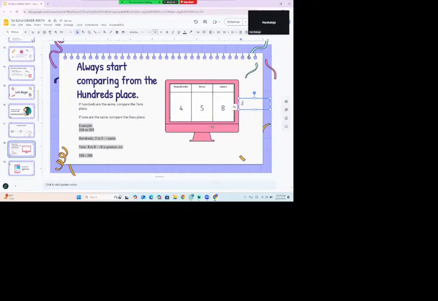Now say we had 459. Now the hundreds place is the same, the tens place is the same, but the ones place is different. 9 is bigger than 8. Therefore, the teeth would be towards the bigger number, which is 459.